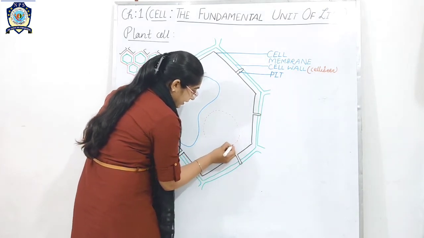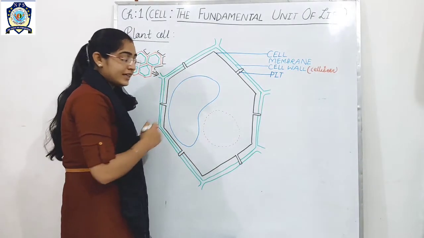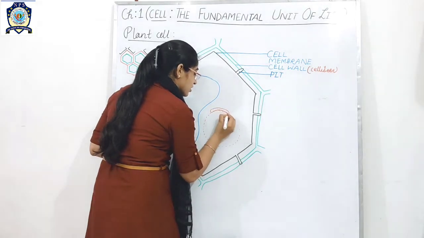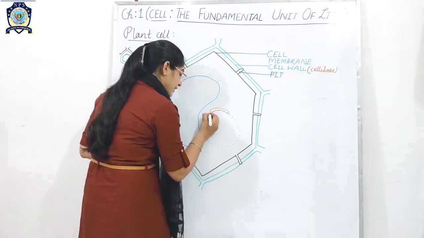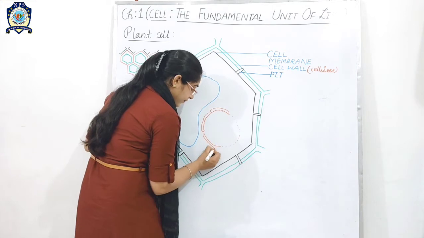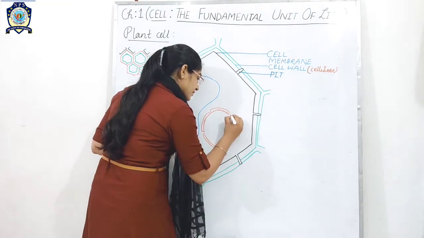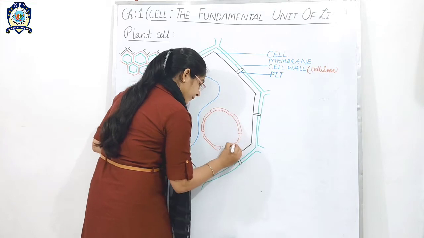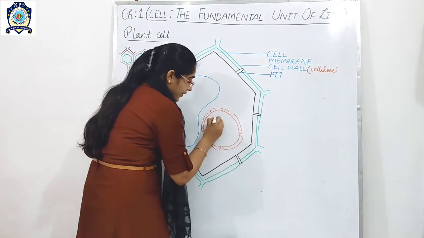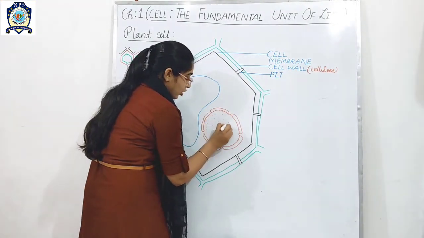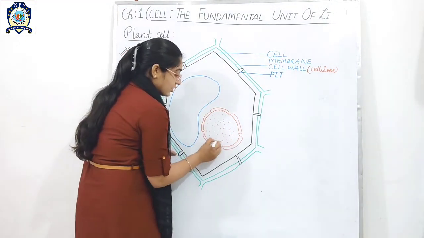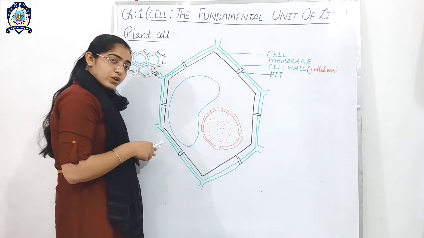Why am I drawing it in dotted line? Because the nucleus is a double walled structure. So simply you have to draw it here. This is the nucleus. In this way, the nucleus is double membrane. Okay, so inside the nucleus there is the fluid or the matrix of the nucleus, and this fluid or matrix of the nucleus is called the nucleoplasm.